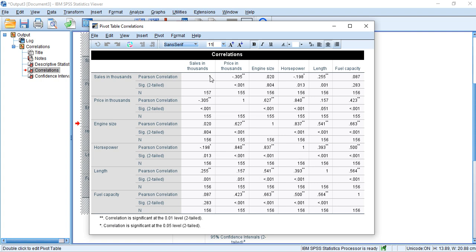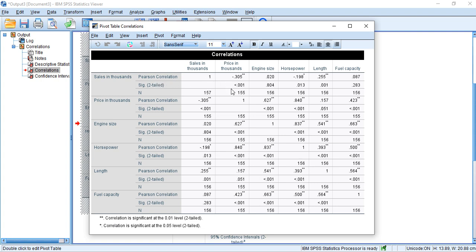If it's -1, that's a perfect negative relationship. And when it's positive 0.5, that's a moderate positive relationship. So it's all about being able to interpret the negativity and positivity of these correlations. Here, since sales in thousands is against itself, that's a perfect relationship since it's the same variable against each other.